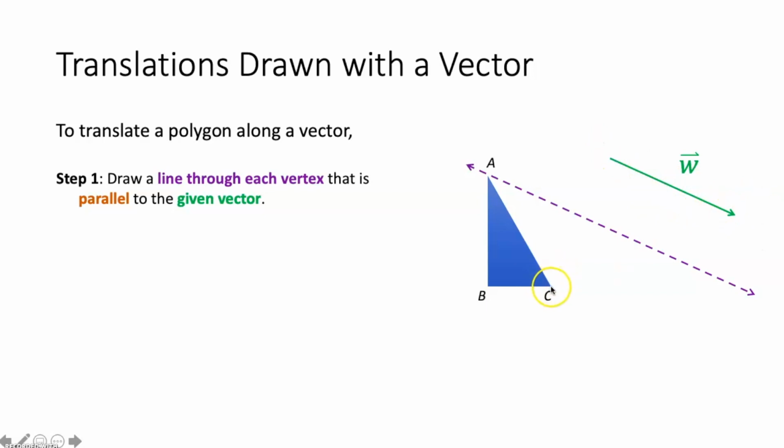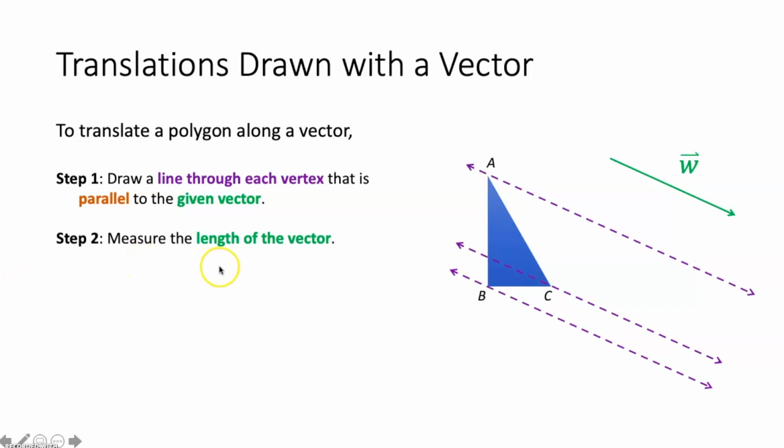You're going to do the same thing for point C. You raise your ruler so that it goes through point C and is parallel to vector W and draw a line like that going through point C. Lastly, again, with point B, do the exact same thing. Make sure your line is parallel to vector W and goes through point B. Then, after you've done that, you're going to measure the length of the given vector.